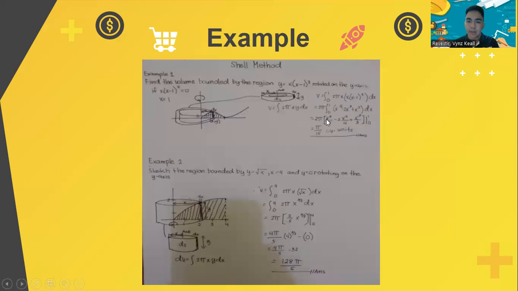Substitute: 2 pi times the integral of x raised to 4, which is x raised to 5 over 5, minus 2 times the integral of x cubed, which is x raised to 4 over 4, plus the integral of x squared, which is x cubed over 3. And we're going to substitute the limits 1 and 0. So the final answer is equal to pi over 15 cubic units.